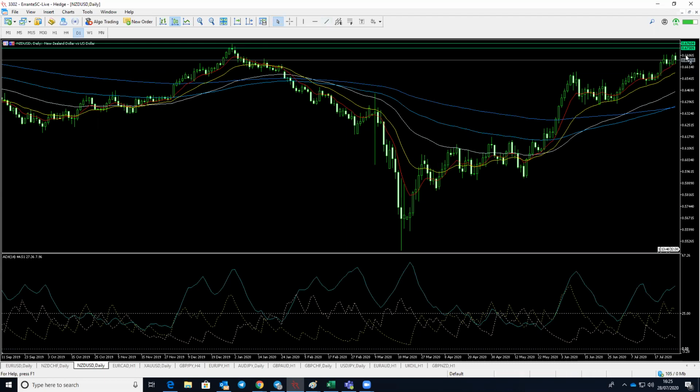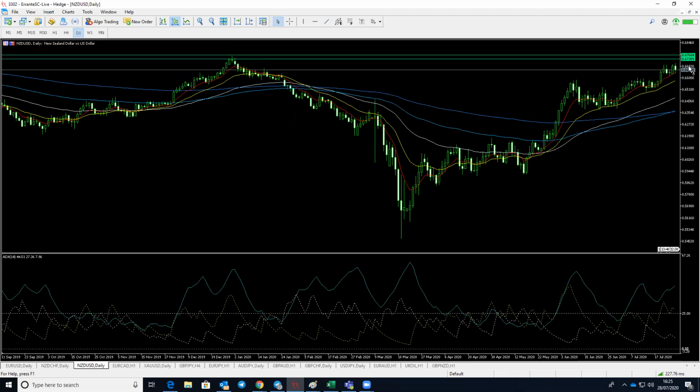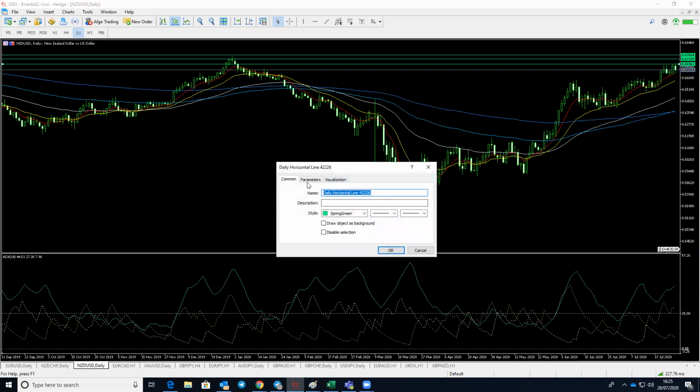Now what that tells me is that if I were to look into having a zone based on psychological numbers, I want to be very careful from 6720 onwards. So I will draw another line at 6720, because at 6730 to the downside is the 6720 psychological level. This is me drawing it on the daily chart.